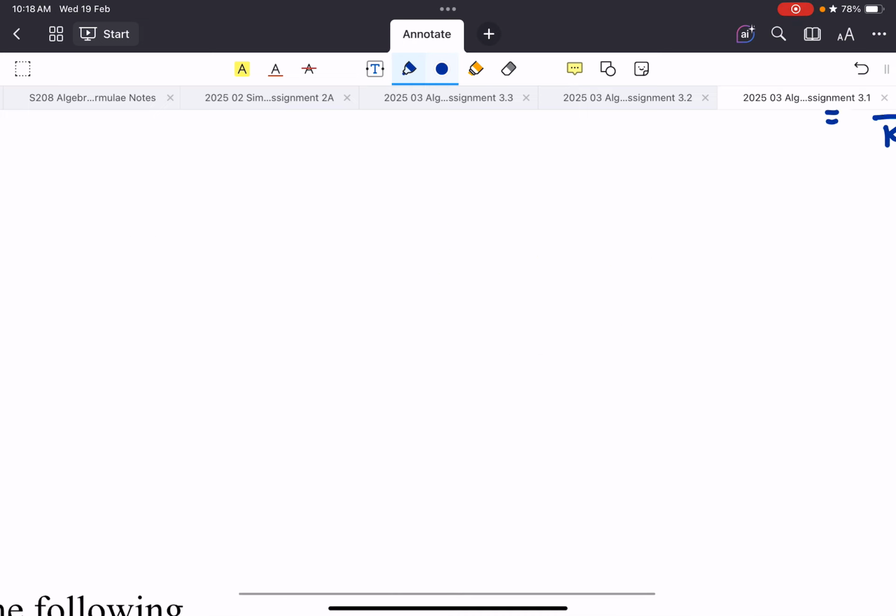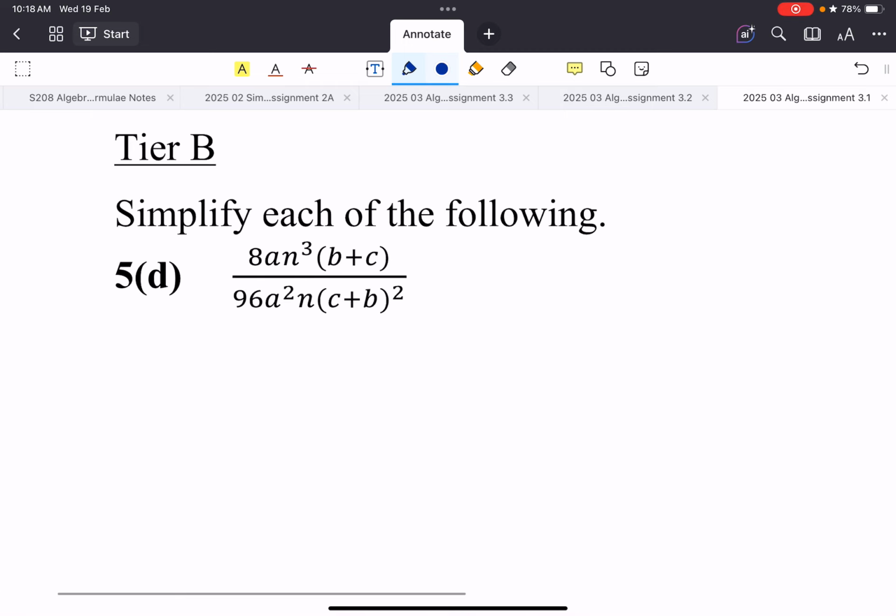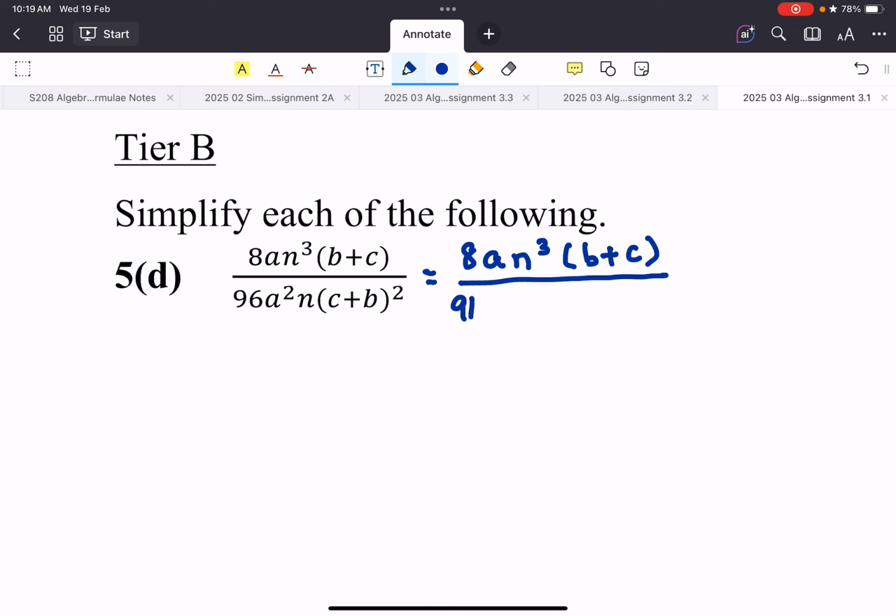Right? Moving on to the next one. Here we have another situation. Now what happened is right here, they are already in the single term, right? So if we solve it out properly, we have 8a n cubed b plus c. The denominator we have 96. We have an a square. Okay, let me write my 96 in such a way that you will not be confused for the letter b. 6. Then we have and then this will just be b plus c, right? Because c plus b and b plus c, they are equivalent.